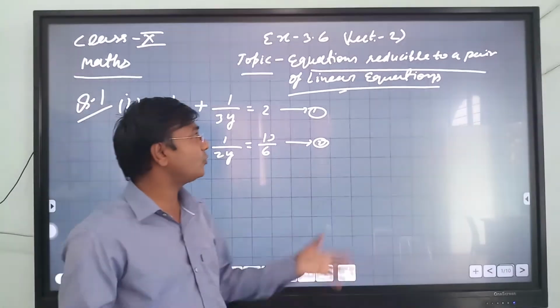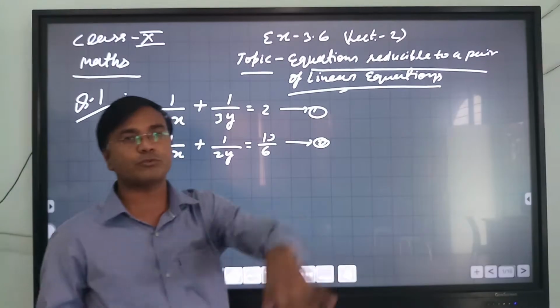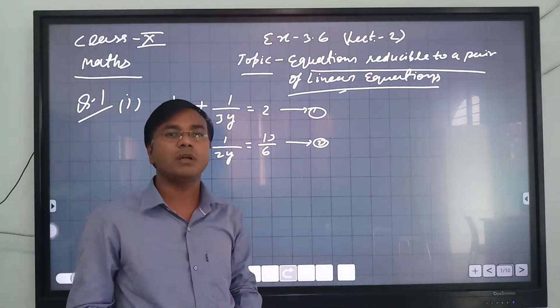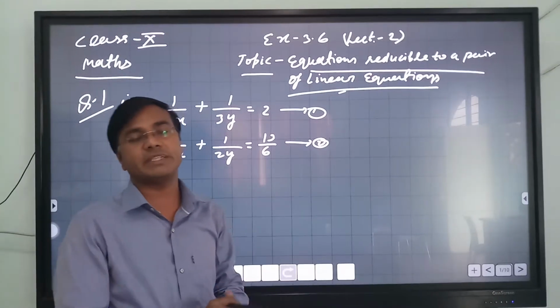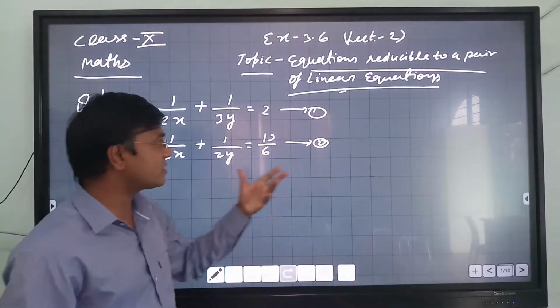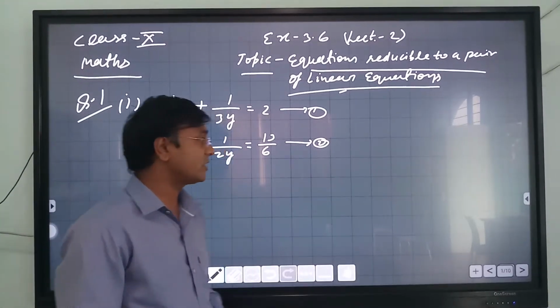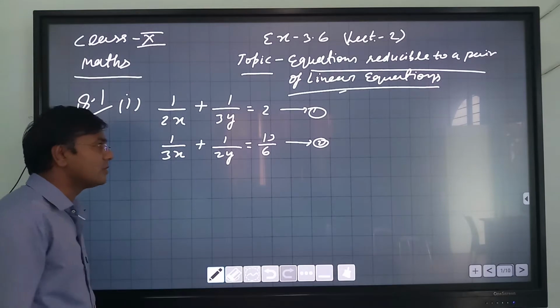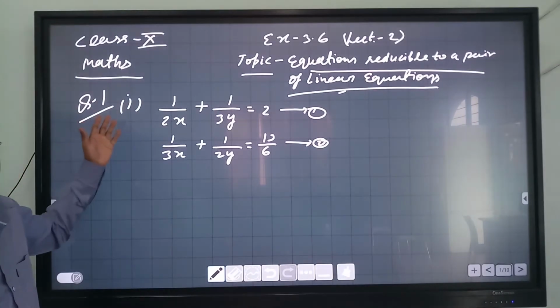So what we have to do is reduce the given equations into a pair of linear equations. After that we will solve it. So there is one more step which is required to be done in the questions. So let me take the question number first part.